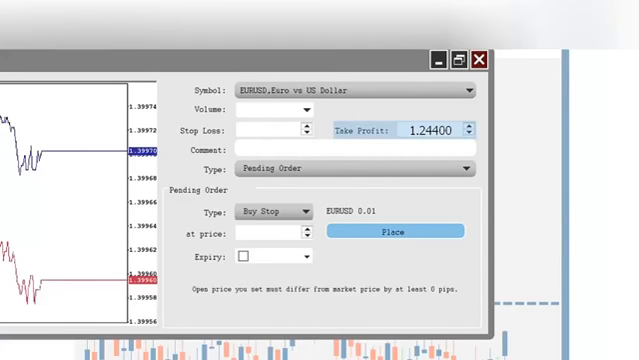A profit target is a predetermined price at which you will close your trade for a profit. Position size or volume is how much you will buy or sell. When we refer to position size, we mean that this is the amount that you will buy or sell. It is important to know that when you wish to buy, you select the type buy stop. And when you want to sell, you select the type sell stop.